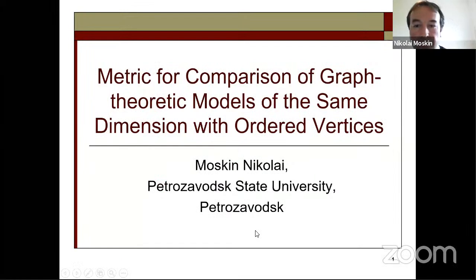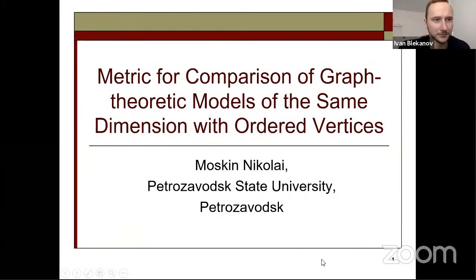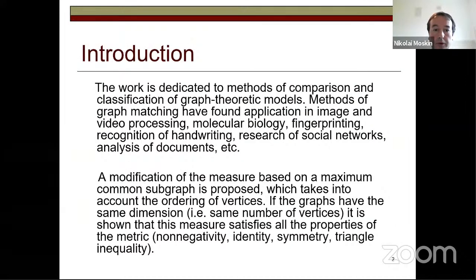Can you see my presentation? That's good. My report is a metric for comparison of graph theoretic models of the same dimension with ordered vertices. The work is dedicated to methods of comparison and classification of graph theoretic models. This direction is known as graph matching. Methods of graph matching have found application in image and video processing, molecular biology, fingerprinting, recognition of handwriting, and other.